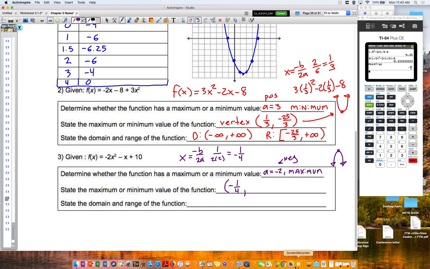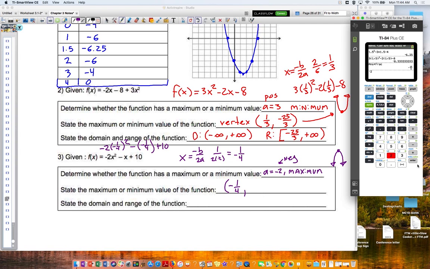Now I'm going to plug in negative 1/4 right in here. So I'm going negative 2 times negative 1/4 squared minus a negative 1/4 plus 10. Plug it into your calculator. Negative 2 parentheses negative 1 divided by 4 squared. Then it says minus, in parentheses, negative 1 divided by 4. So use your parentheses as your friend. Plus 10. So I get 10.125.